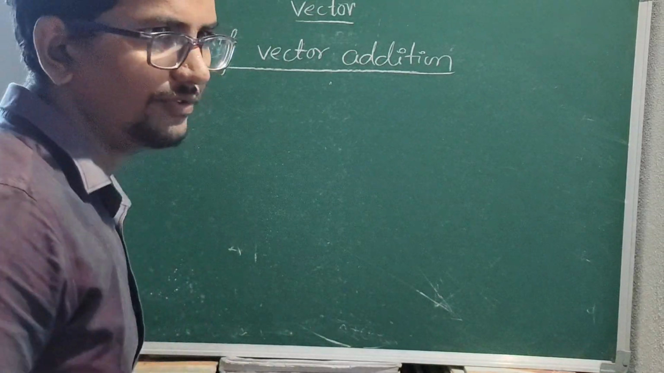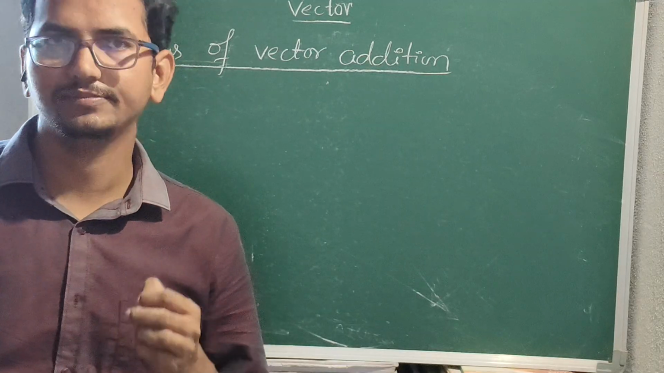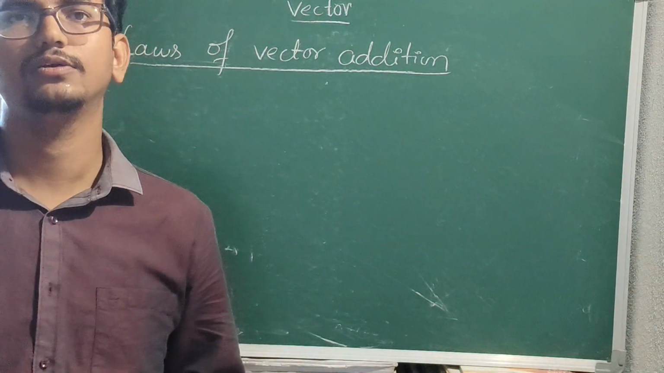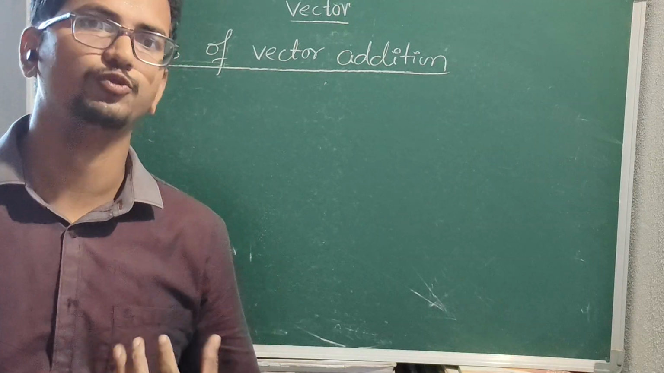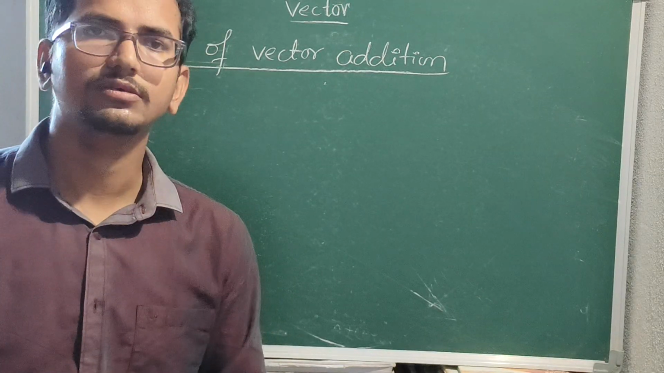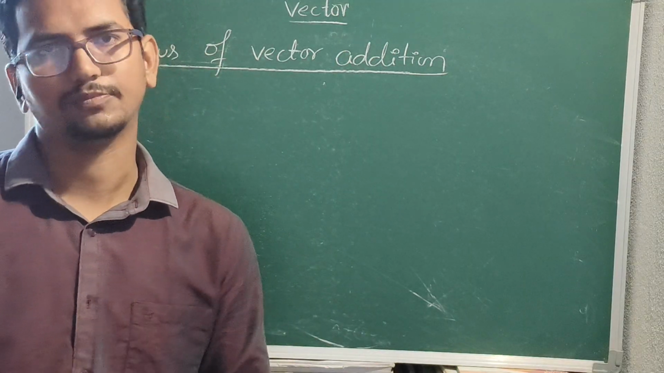Okay, this is the third video on vectors. In the first video, we discussed the introduction and types of vectors. In the second video, we discussed how the angle between two vectors can be formed and how to add two vectors. In this third video, we discuss the laws of vector addition and the laws of vector subtraction.